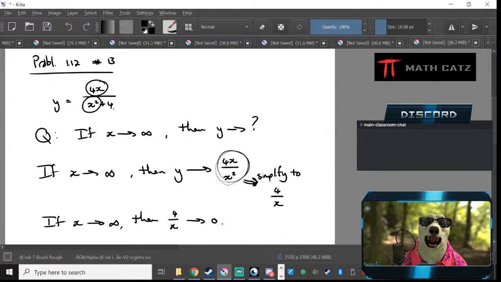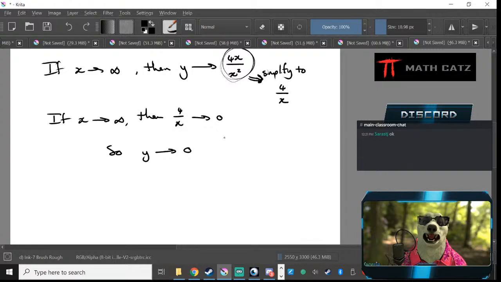4 over x shrinks down to 0. And therefore, the original function is going to behave like that as well, eventually. It's not 4 over x in the short term, but if x is big enough, it behaves exactly the same. And because 4 over x shrinks down to 0, the function will as well. No assumptions made at any stage.